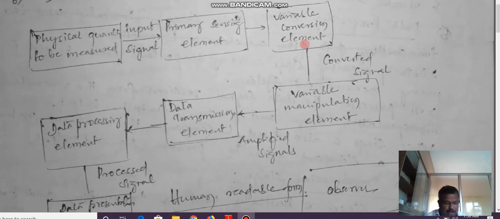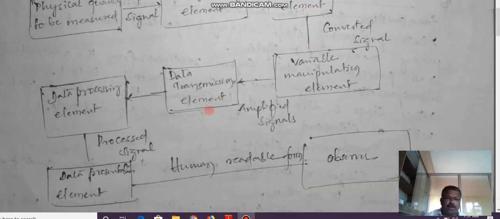In the data transmission element, data is transmitted from one element to the other element. It plays the role of communication, the link between the manipulation stage and the processing element. The data transmission system uses cables, wireless, antennas, transducers, and telemetry systems. Once the data is transmitted, it is sent to the next element, the data processing element. Here in this stage, it is a very important element because it converts the analog form to the digital form.